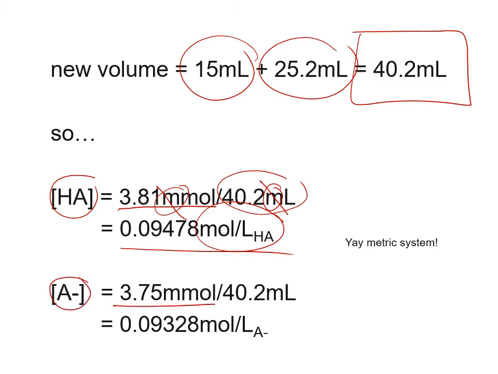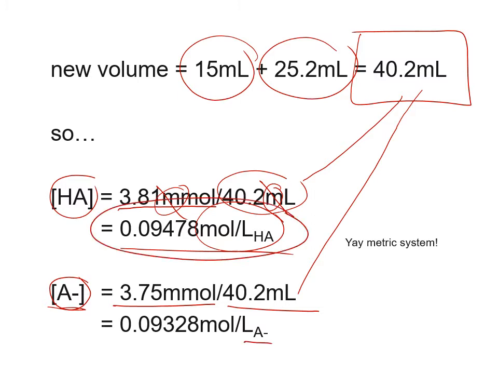We need to do the same thing for the anion. It's number of moles divided by the now new total volume. Again, these guys are sitting together in that solution. There is 3.75 millimoles of this anion here. So its concentration is going to be 0.09328 moles per liter of the anion. So now I have my two entities: my leftover weak acid, and my anion that got produced by the neutralization with the base.